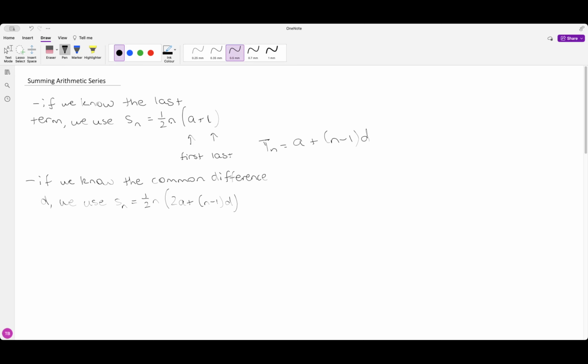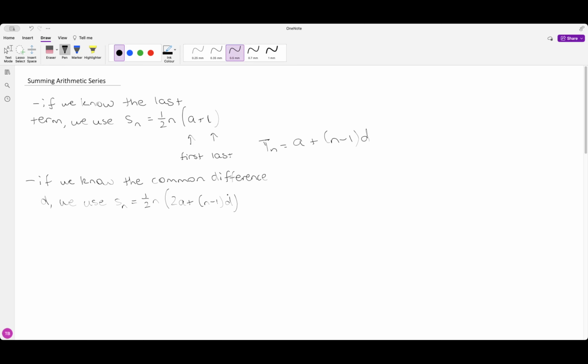We use a half times n, and then in brackets a plus l, where we have the first and the last terms. We have this other formula, and so sometimes we don't know what the common difference will be. So sometimes we want to sum up all the terms of a series, and I just give you 2, 4, 6, 8, and I tell you I want you to do the first 100 terms. But I don't tell you what that last number is. In that case, we'd use this formula here.